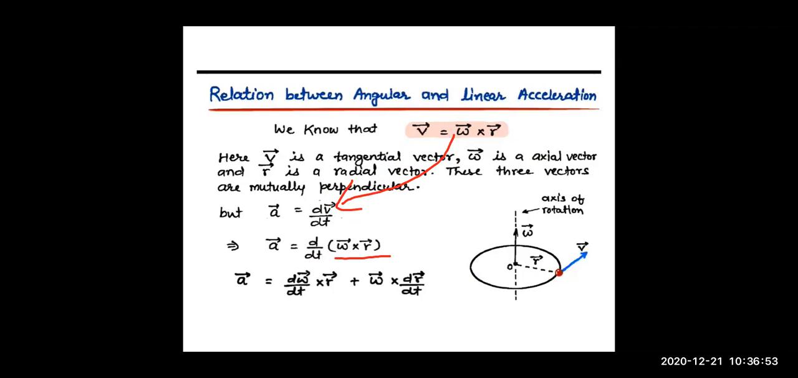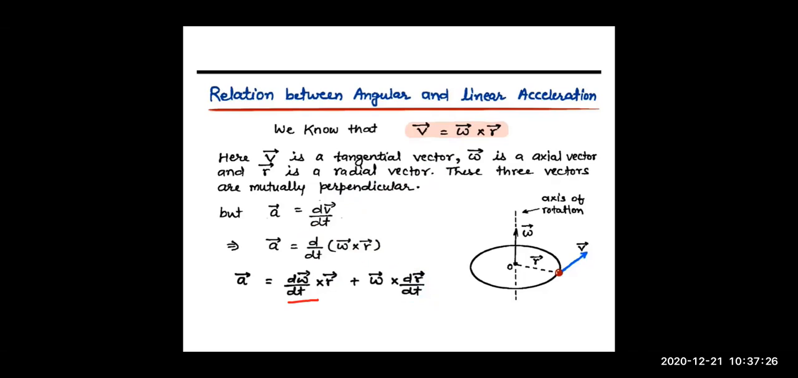Okay, so first we will do the differentiation of omega, r will remain in cross as it is, then we will keep omega as it is, cross the differentiation of the position vector r, the radial vector r. Okay children, now here we need to identify the terms. This is d omega by dt. Omega is the angular velocity. So rate of change of angular velocity will be angular acceleration.